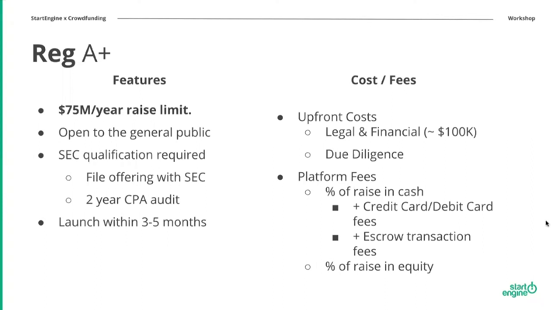Finally, the cost. The cost of launching a Reg A is about $100,000 upfront, as opposed to just $10,000 for the Reg CF. So you need to have a lot of capital ready to deploy for the audit, for more of a legal review, more due diligence on the Reg A side of things. And then finally, the fees are pretty similar to the Reg CF side: the 7% of the cash and the 2% of the equity. You'll notice here there's no premium service fee. We've knocked that $10,000 off for those Reg As.